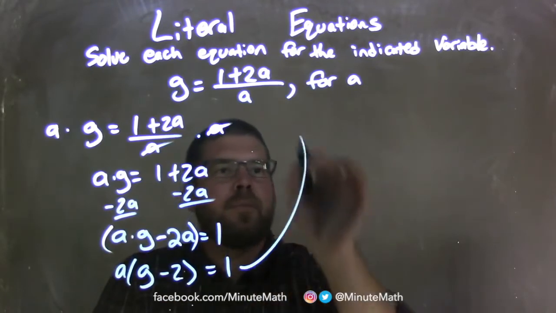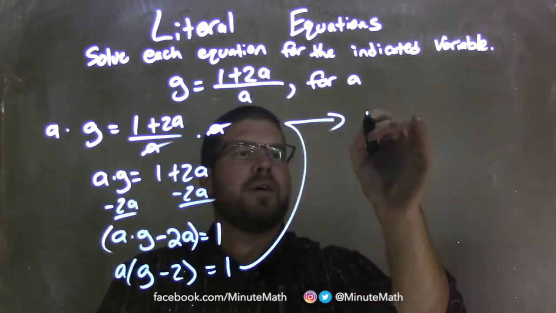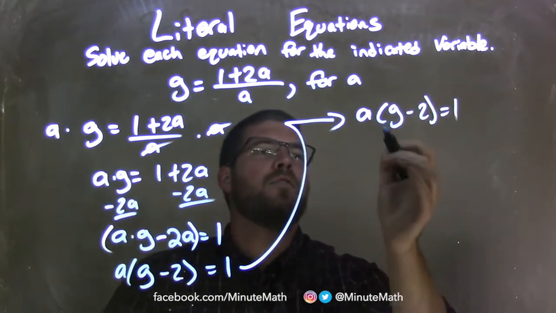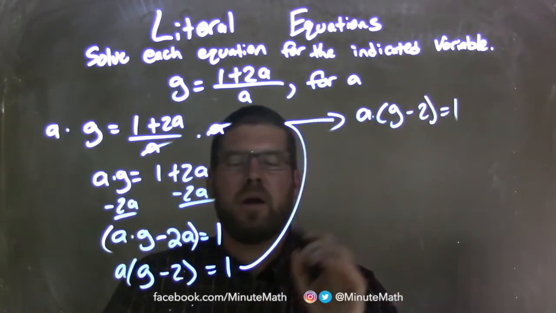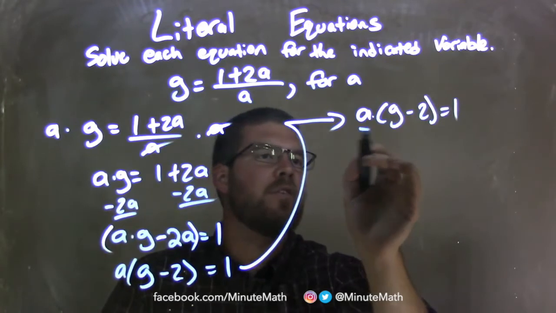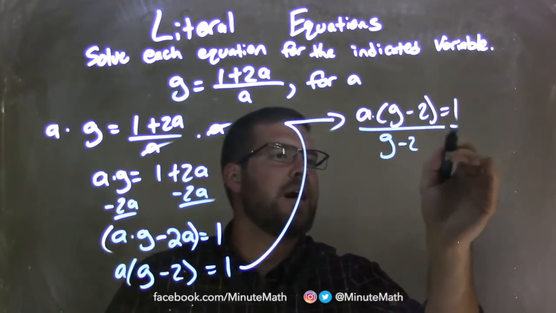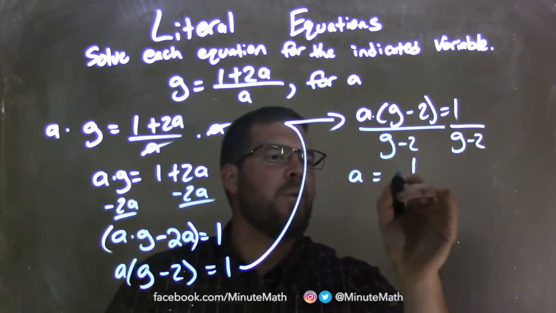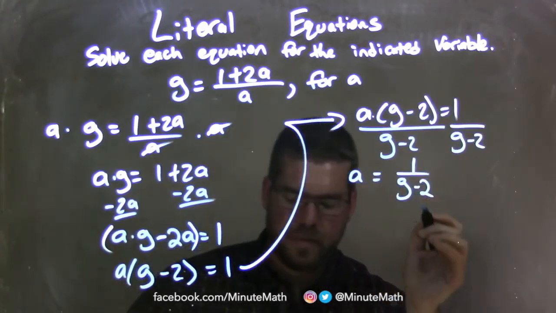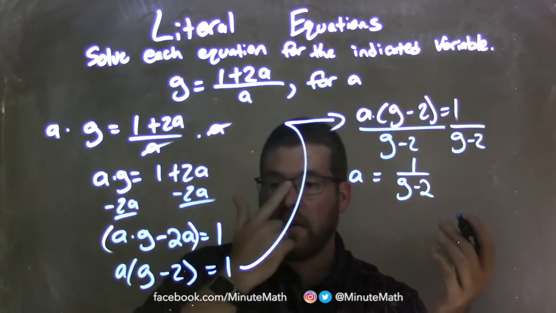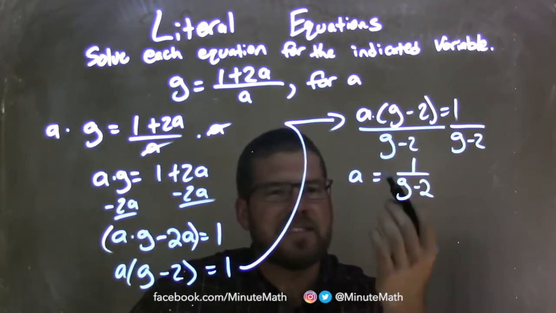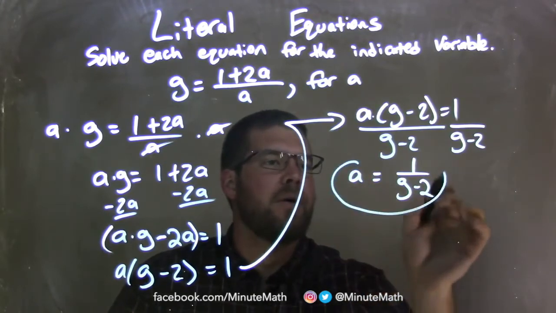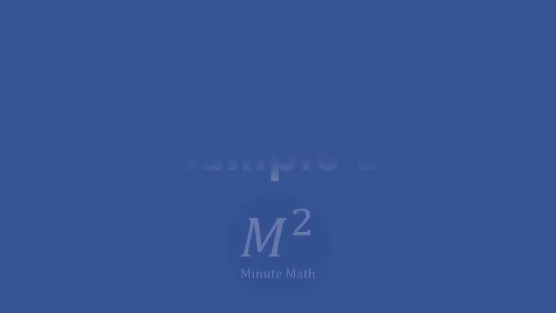So if I rewrite that step here, a times g minus 2 equals 1. Now I have multiplication going on between the parentheses and the a. So if I divide by g minus 2 on both sides, I'm left with a by itself and whatever 1 over g minus 2 is. Well, from there, I have nothing else to do. A is already isolated, it's by itself, and it's equal to 1 over g minus 2. And so now I have my answer. There it is.